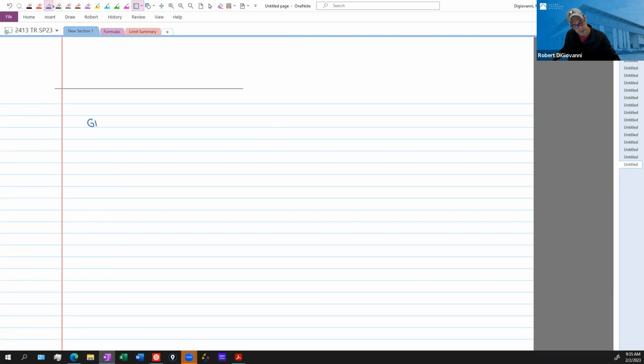Given, this is your first example here. Given the function f of x equals x squared, find the equation of the tangent line at x equals 3.